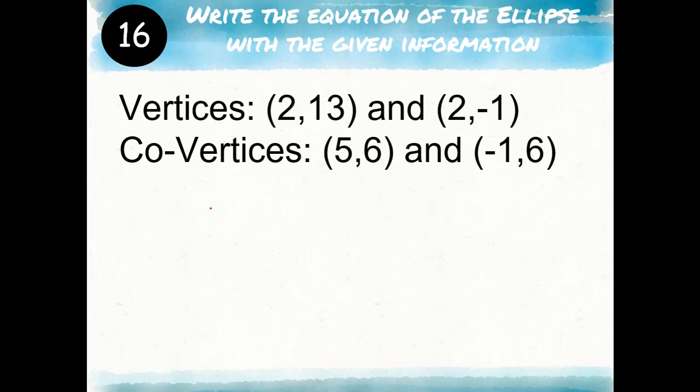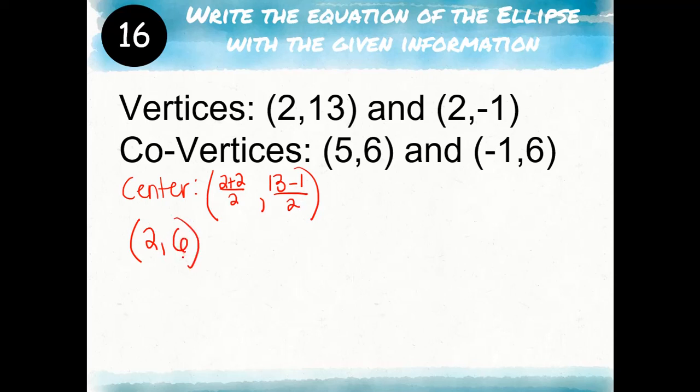So what I need to first do, I don't have a center, right? So what I'm going to do is find the center between (2, 13) and (2, -1), because that would make sense. The center has to be in the middle of the vertices. So again, that midpoint formula: I'm going to go 2 plus 2 divided by 2 for the x's, and add the y's to one another. That's going to find me my center. 4 divided by 2 is 2, and 13 minus 1 is 12 divided by 2. That's 6. So my center is (2, 6).